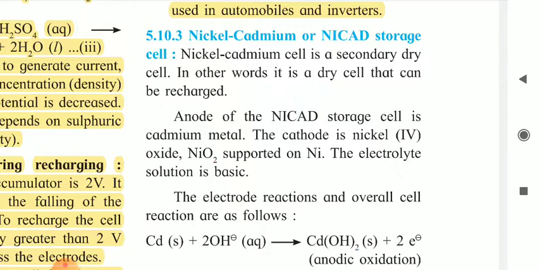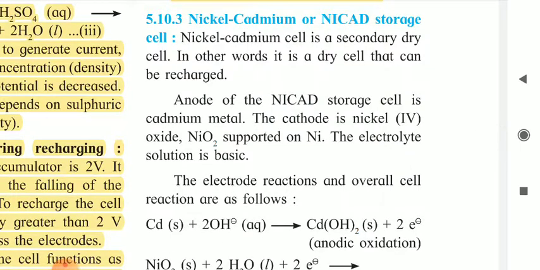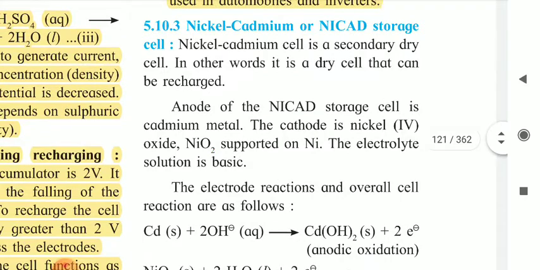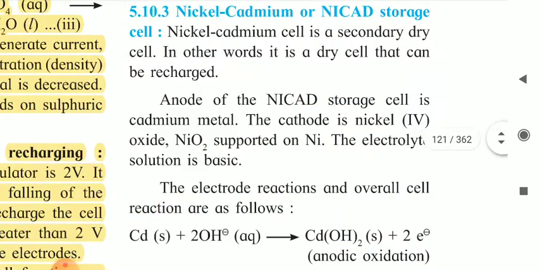And in our last lecture we have seen the secondary types of cells, that is secondary voltaic cells. In that we have seen the examples of the lead storage cell as well as different batteries. Along with that, we are using one more example, that is the nickel cadmium or Nicad storage cell, that can be recharged. This cell can be recharged again and again.